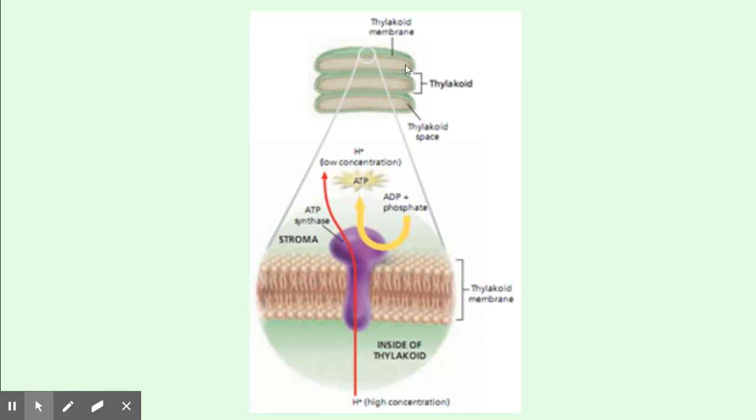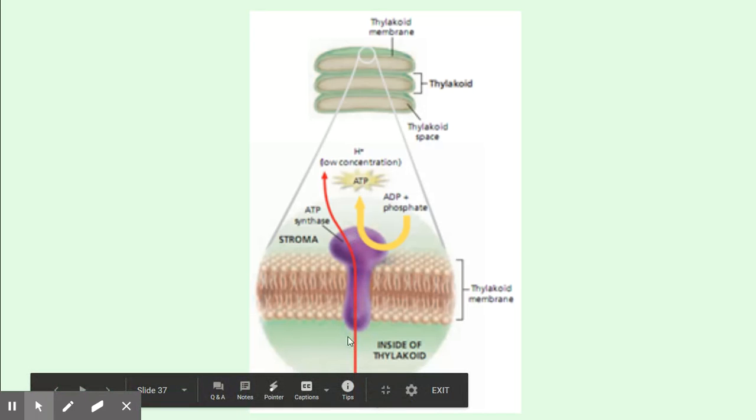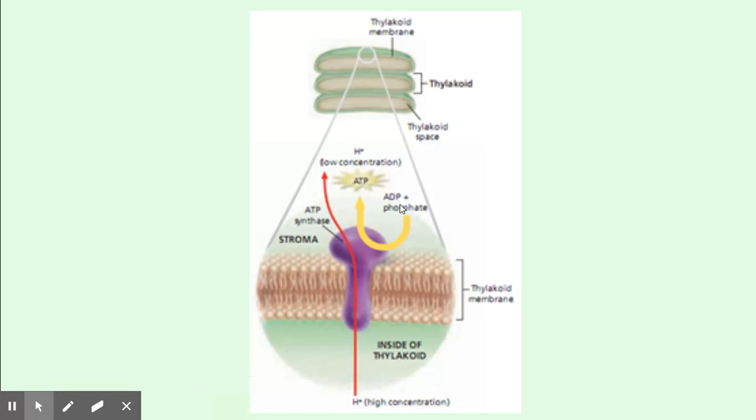And this is just kind of a bigger picture of what that ATP synthase protein is going to look like. So, like we said, the hydrogens are going to be transported through, help add those together, and make ATP.